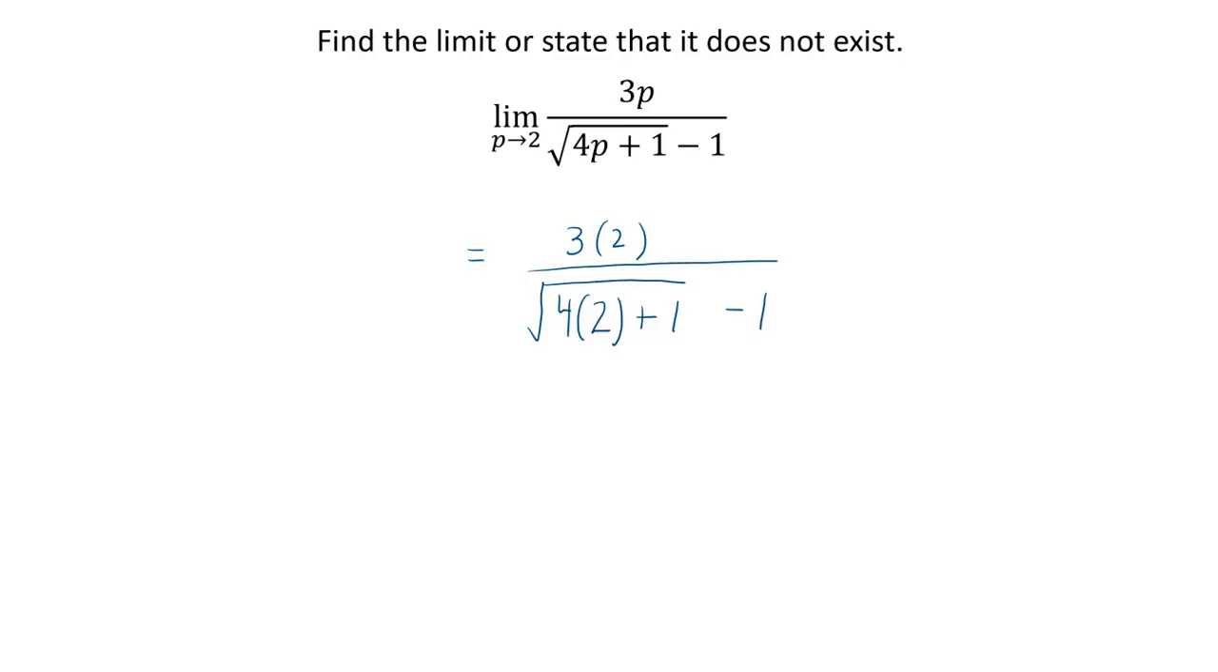That gives us 6 over the square root of 8 plus 1, which is 9, minus 1, which gives us 6 over 3 minus 1, which is 3. So the limit of this function as p approaches 2 is 3 using direct substitution.